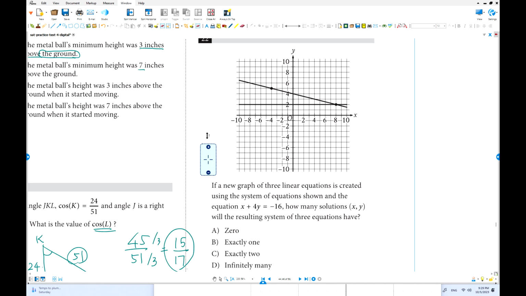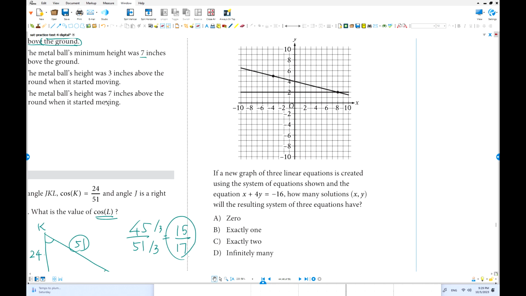A new graph over here. This is one of the graphs here. The other graph. There are three graphs. There is one more graph. Oh, here is one more graph, right? Okay. This is 4y equals negative x minus 16. When you divide by 4, y equals negative 1 over 4 x minus 4, right?